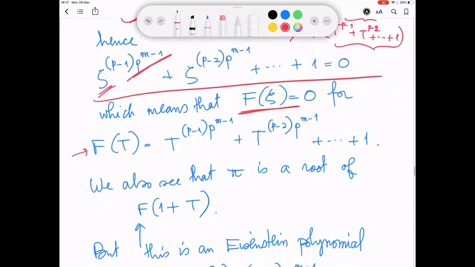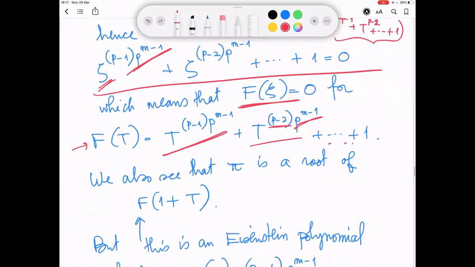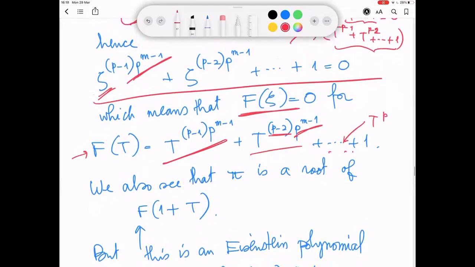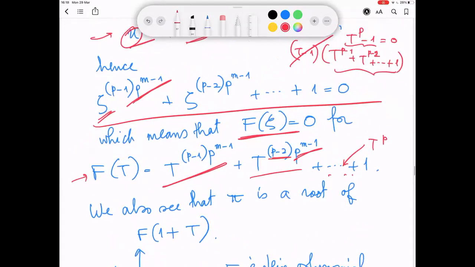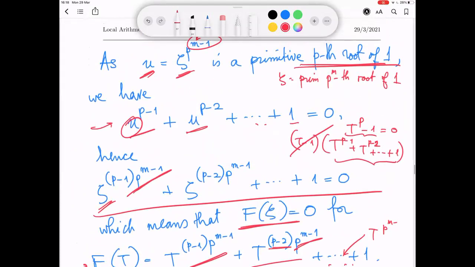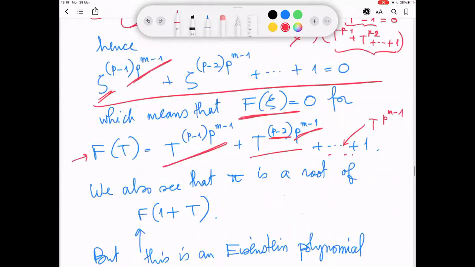f of t is t to the p minus 1 times p to the m minus 1 plus t to the p minus 2 times p to the m minus 1, and so on, all the way up to the term just here, which is perhaps t to the p. So it has to be u, which is p to the m minus 1. Yes, right.